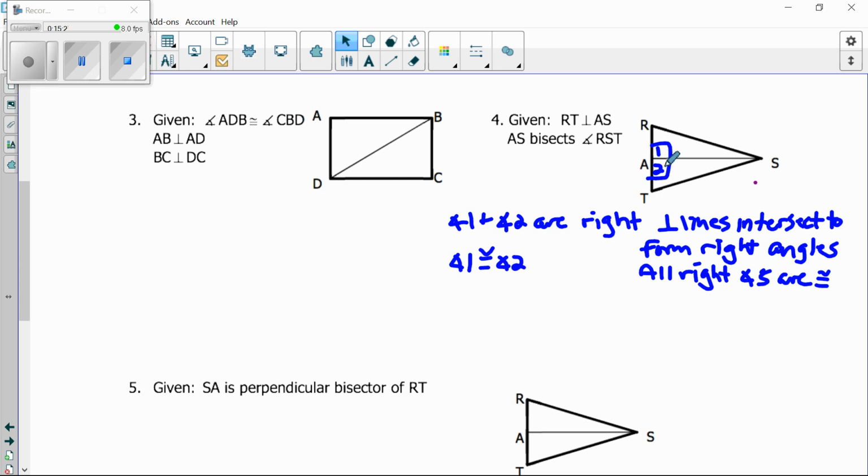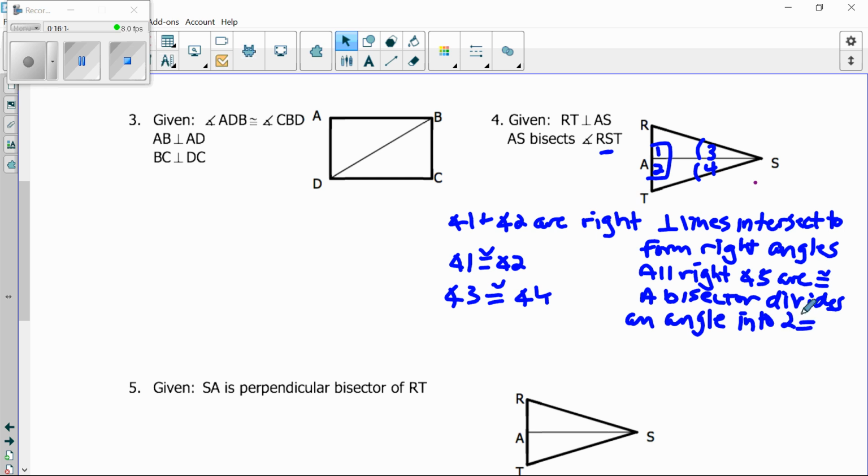Now I'm going to mark them. My next given is that AS bisects angle RST. So at the vertex that's being bisected, which is S, I'm going to put two more numbers down. This time I got to use a 3 and a 4 because I've already used a 1 and a 2. I'm going to mark those congruent. So angle 3 is congruent to angle 4 because a bisector divides an angle into two congruent angles.